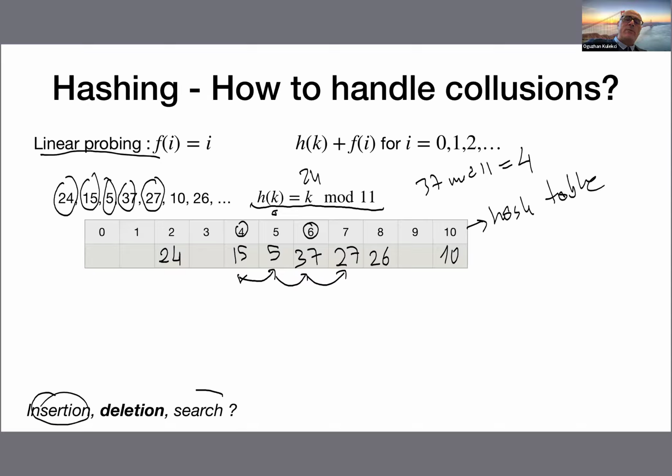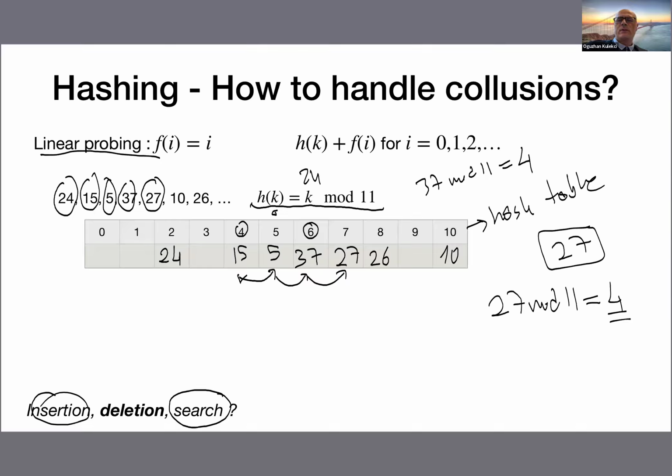How about if you would like to search for something? Assume I would like to search whether 27 is in this table or not. If 27 is in this table, it should be at position what? 27 mod 11 is equal to 5. I will immediately land at that position.